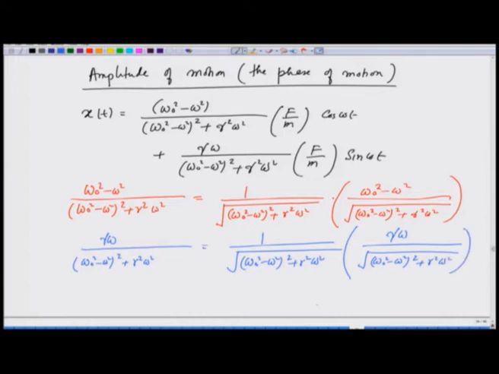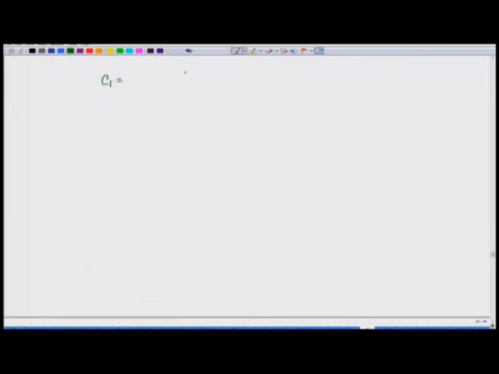Notice that the quantities in brackets, if I call this C1 and call this C2, C1 magnitude is less than or equal to 1, C2 magnitude is less than or equal to 1, and C1 square plus C2 square is equal to 1. Right. So, I have C1 equals omega 0 square minus omega square over square root of omega 0 square minus omega square, whole square, plus gamma square omega square.